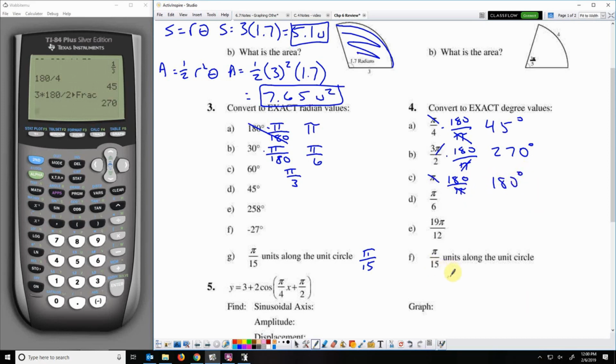Okay, let's go down to F. Pi over 15, but here this is in degrees, so I need it in radians. So I do need to multiply by 180 over pi. So the pi's cancel, and I've got 180 divided by 15. 12 degrees.